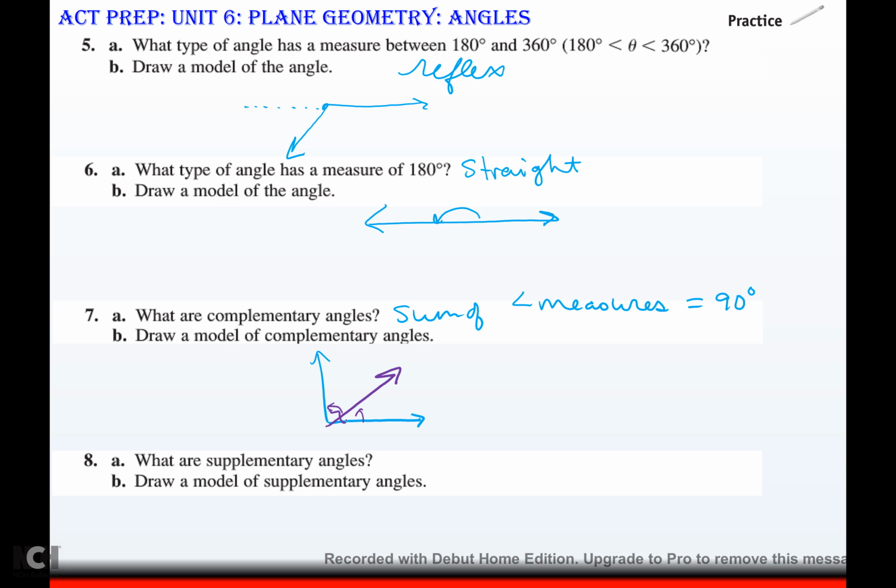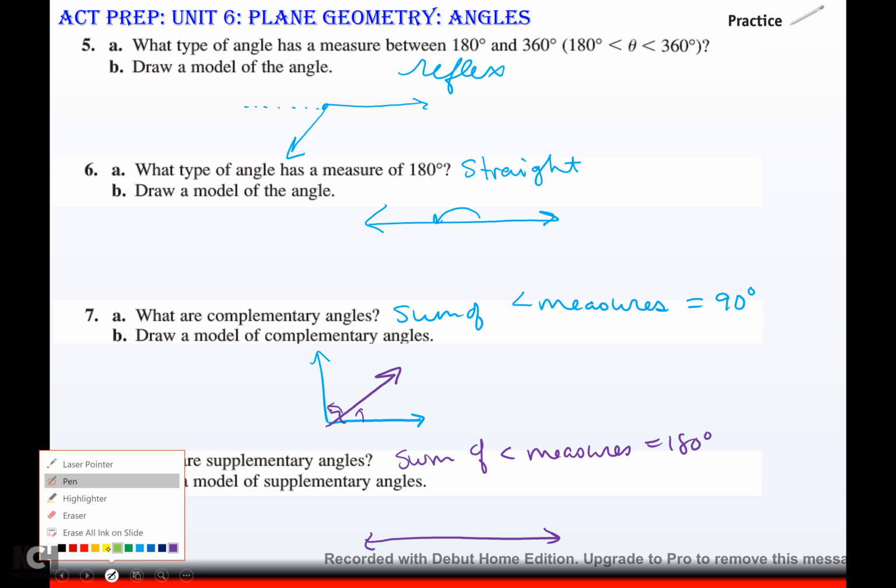8, what are supplementary angles? That's where the sum of the angle measures equals 180 degrees. Draw a model. Well, 180 degrees is a straight line, so stick a ray anywhere in between there. I don't know, like that. And this angle plus this angle would have to add up to 180 degrees.